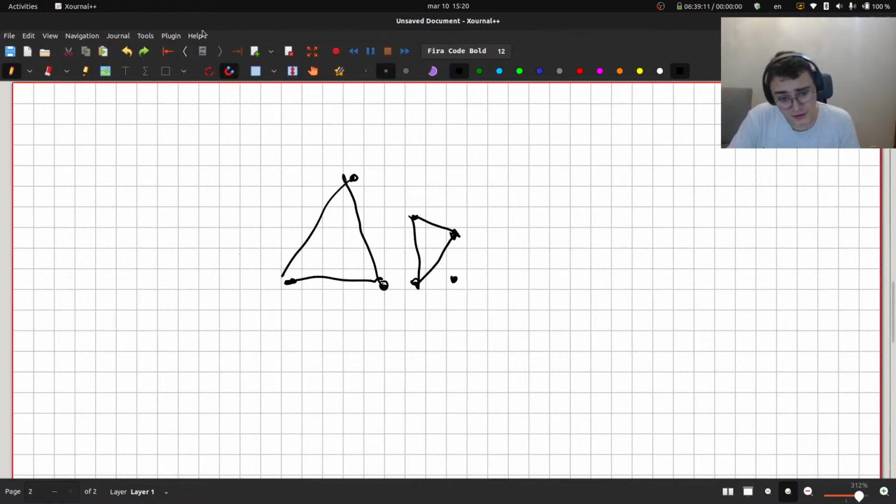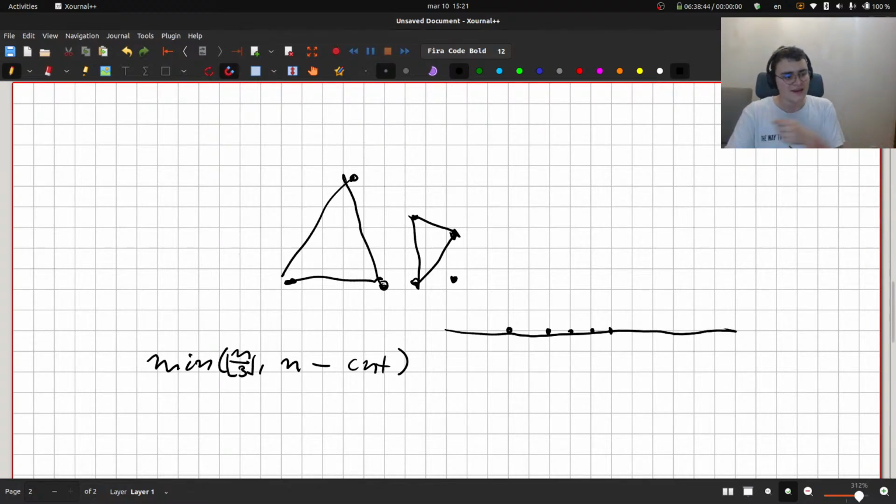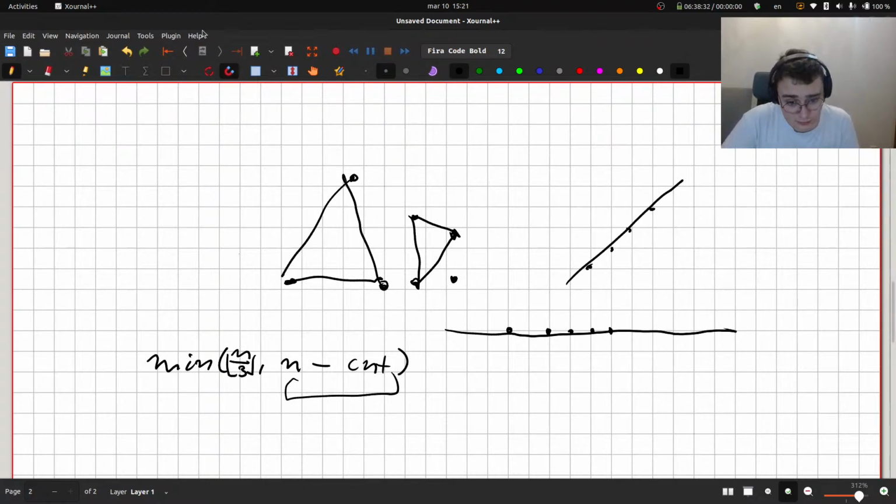So I wasn't able to think of it, but basically the answer to this problem was the minimum from n divided by 3, so maximal number of triangles, and from n minus maximum number of points on 1 line, you know? So this would be 1 line and this would be 1 line too. But I don't know how to prove it.